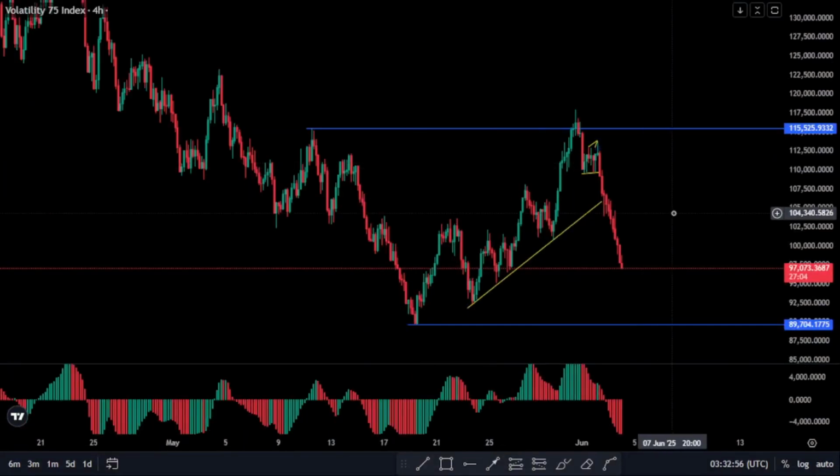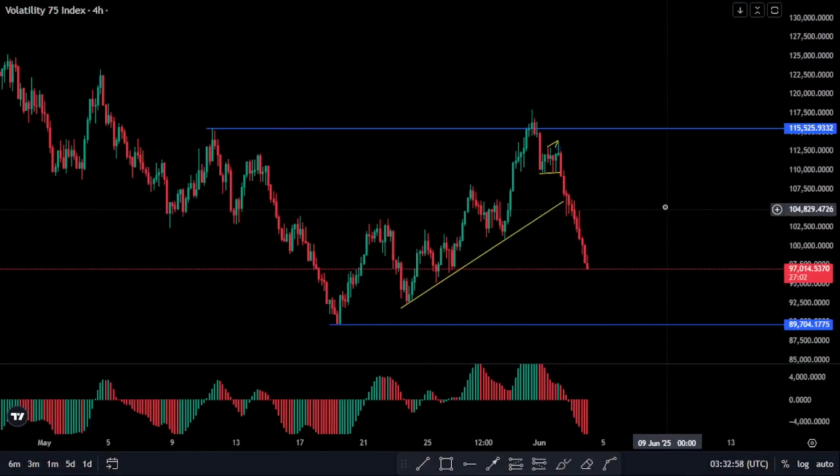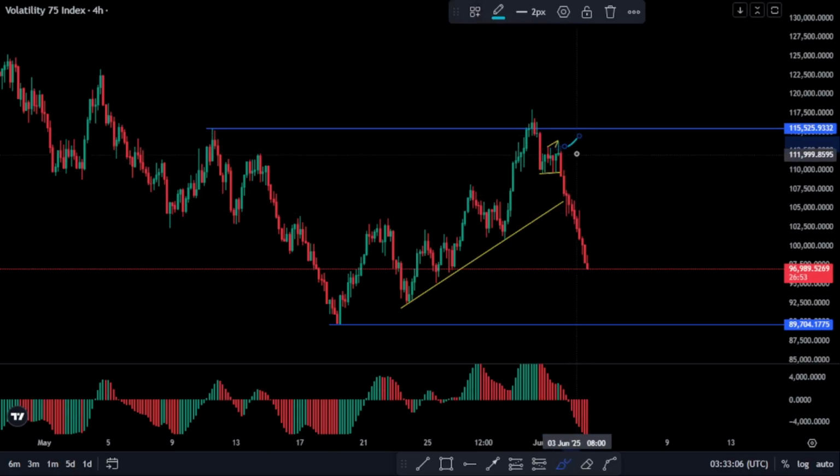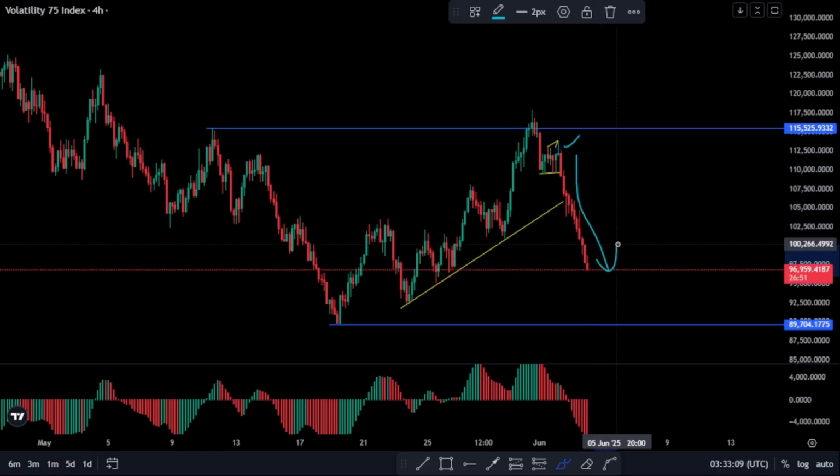And guys, you can see how it's playing out. This is massive, guys. This is super massive. Look at where our entry is. That is where our entry is. Our entry is here. And look at all this. Look at all this move to the downside.